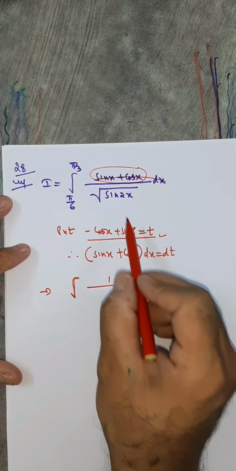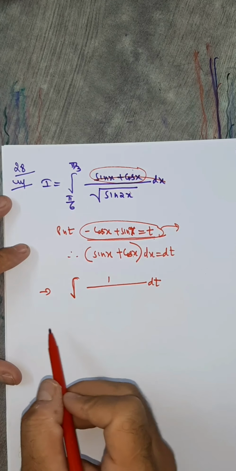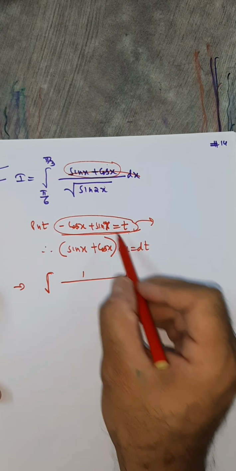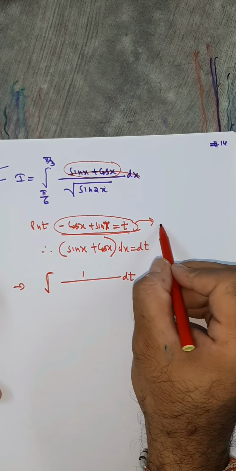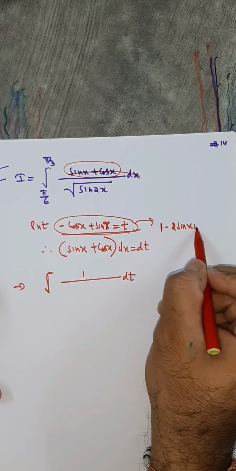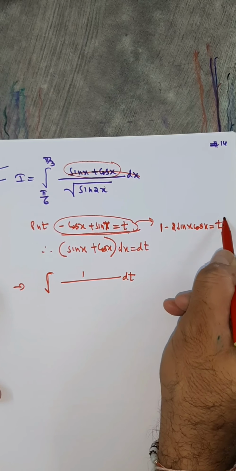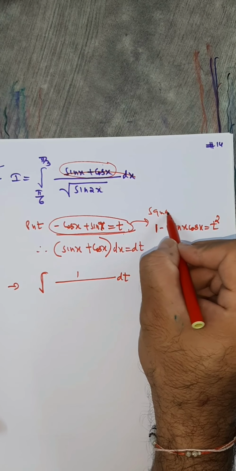Now how do we get the sin 2x? The standard way is you square this. If I square this, cos square plus sin square gives us 1. What's the middle term? 2 sin x cos x equals t square. Squaring on both the sides.